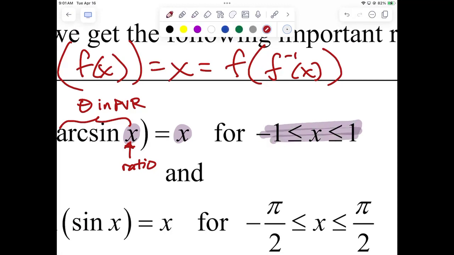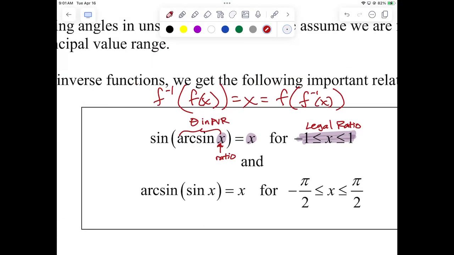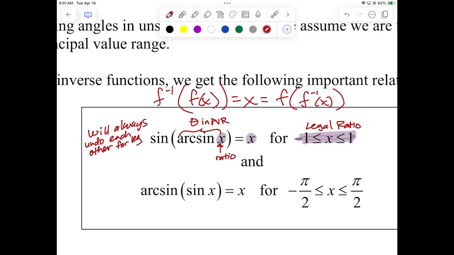In other words, as long as it's a legal ratio, when you have an arc sine on the inside, it's always going to be x. So this one will always undo each other, for legal ratios. The top one will. But the bottom one, not so much. You got to be careful.